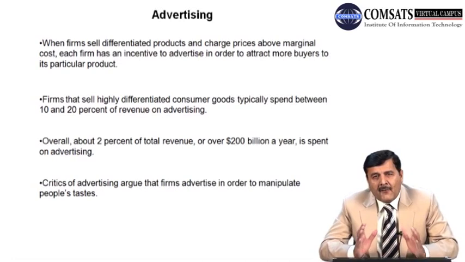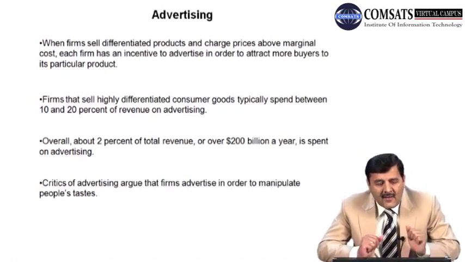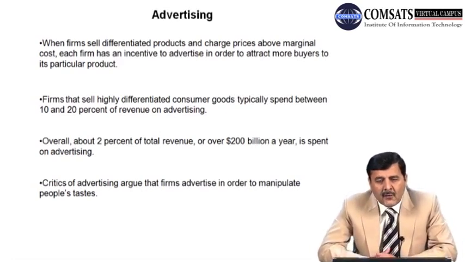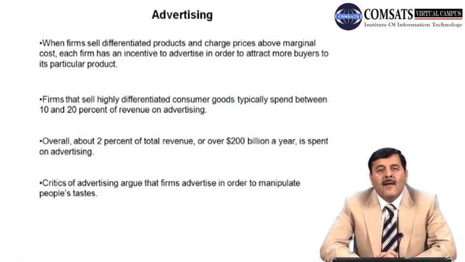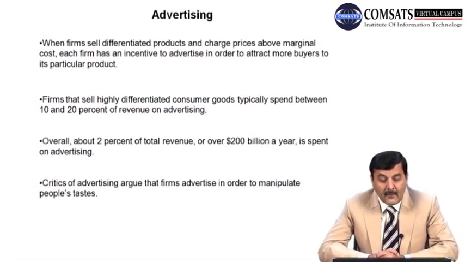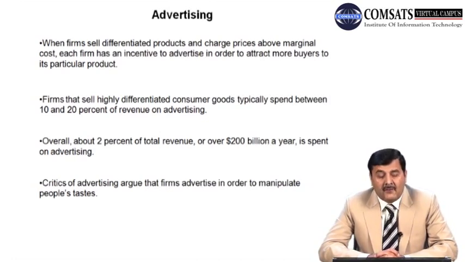जब हम कहते हैं कि फर्म्स इन केस ऑफ मोनोपोलिस्टिक कंपटीशन प्राइस मार्जिनल कॉस्ट से ज़्यादा फिक्स करते हैं, तो उनमें कंपटीशन होता है, तो हर फर्म ये कोशिश करती है, they try to advertise their products in the newspaper, in television, in order to attract more customers for their particular product. So firms that sell highly differentiated consumer goods typically spend between 10 and 20% of revenue on advertising. Overall, about 2% of the total revenue, or over 200 billion a year, is spent on advertising.